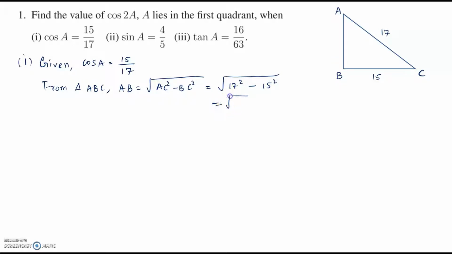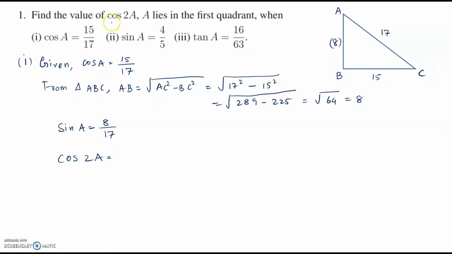So further solving this is equal to 289 minus 225, which will be equal to root of 64, and that is 8. So AB is 8. So sine A will be defined as opposite side by hypotenuse. So AB by AC, which is 8 over 17. Next, let's go to solve cos 2A. That's our ultimate goal of this problem.